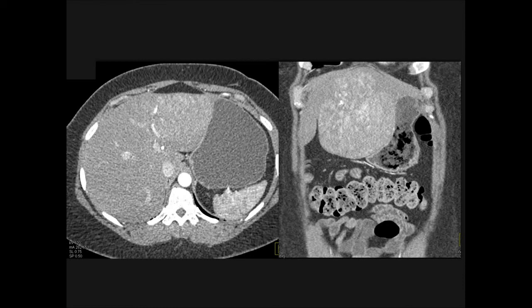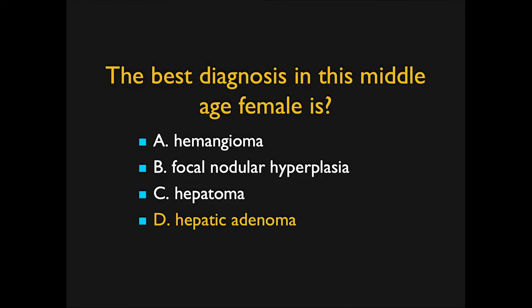Now, there's no evidence of cirrhosis, and you typically or commonly will see cirrhosis as a hint making hepatoma, but we can see hepatomas in patients without cirrhosis. But this pattern of enhancement, the way the lesion looks, middle-aged female, the most likely diagnosis is going to be hepatic adenoma, and this in fact was resected.